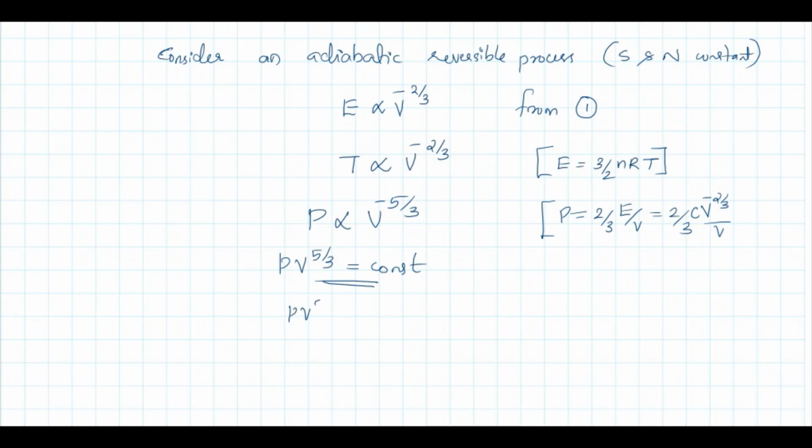PV raised to gamma is a constant is the equation for an adiabatic process, though we could obtain that relation using this concept. Also, I can write it as TV raised to gamma minus 1 is a constant. You substitute for V raised to 2 by 3 from the T equation here, and then you can write TV raised to gamma minus 1 is a constant. So these are the equations for an adiabatic process.